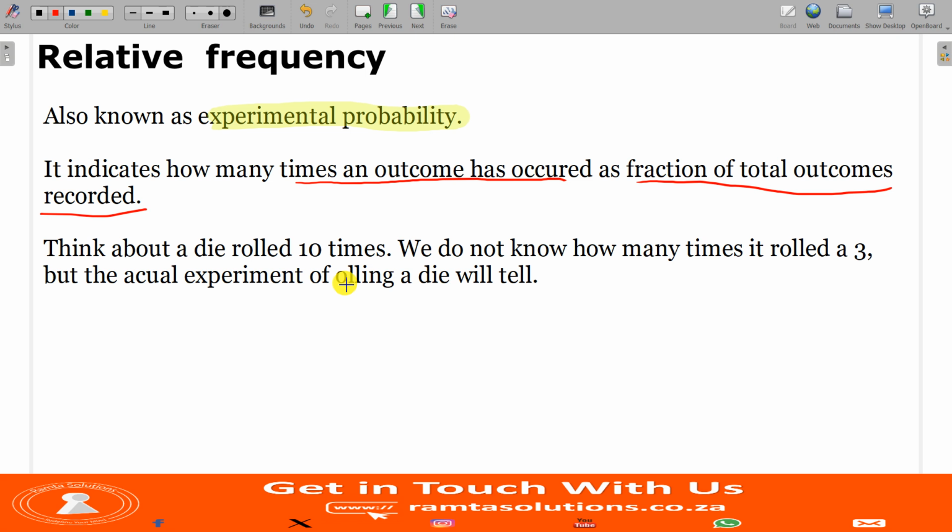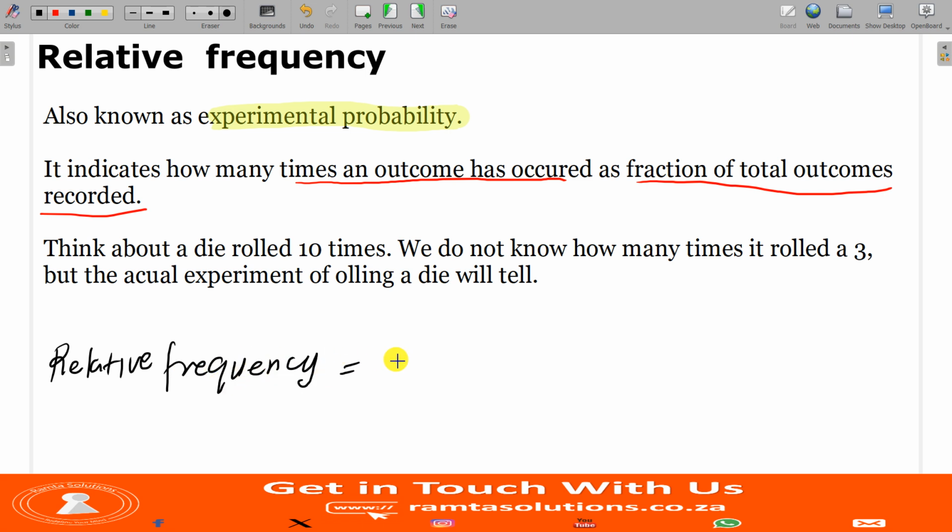Now we are going to show you that this is not that different to your theoretical probability. The formula is still the same. Remember, probability is the likelihood of an event to occur. Now with this experimental probability or relative frequency, whichever you like, let's call it a relative frequency.